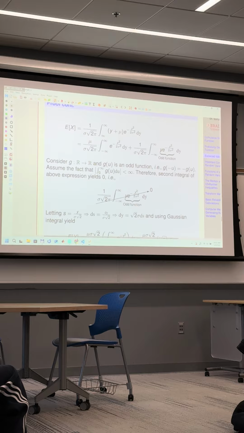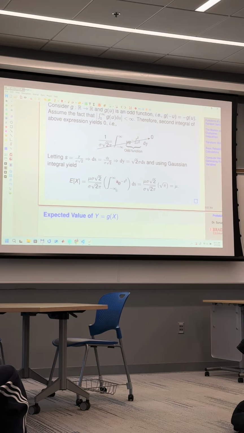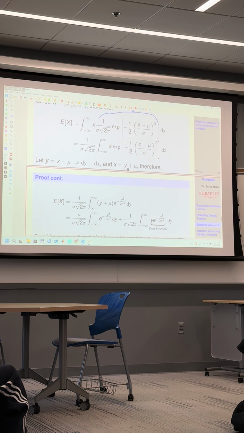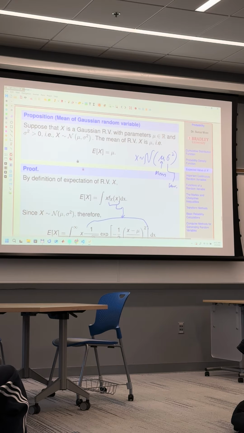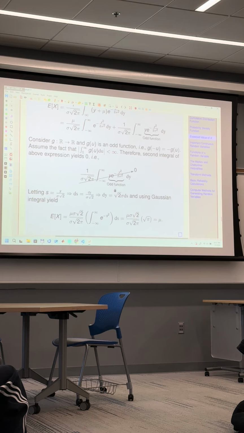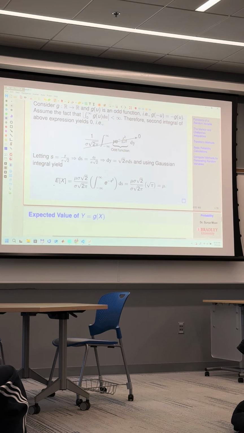So you will end up with an odd function, and I have all my derivations typed. Eventually all these terms will disappear, and you will be left with just mu. So that's why there is a reason the Gaussian random variable is written with mu and so on. And you can actually do the same to show the variance of x.